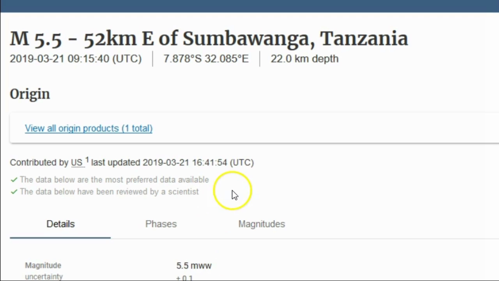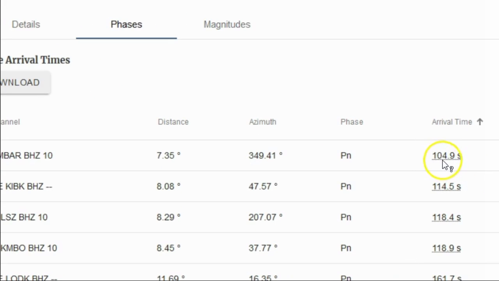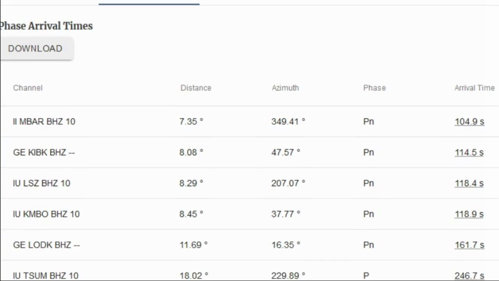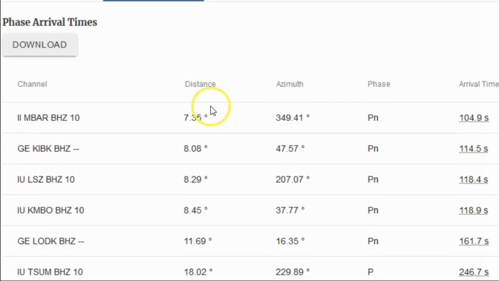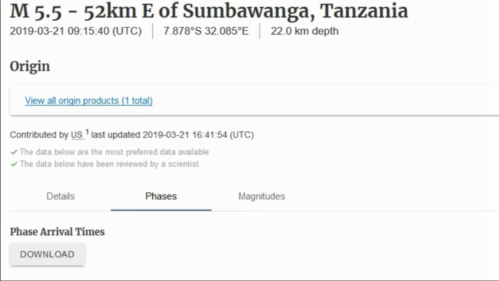Let's go to origin. Click phases. Let's look at the closest seismic station. Click arrival time. Dang, that really does suck. The closest seismic station is 104.9 arrival time seconds away. Distance 7.35 degrees. That's pretty far away, guys. So they have no close seismic stations really at all. But again, this was the closest seismic station, so we are going to be forced to using it. This occurred on the 21st at 9:15 UTC in Tanzania in Africa.